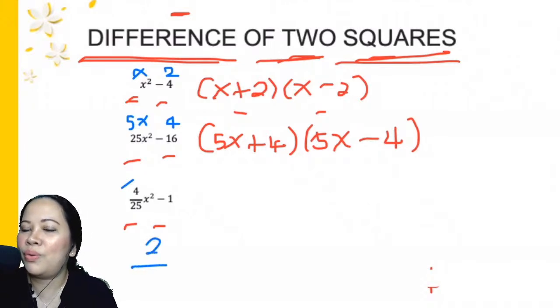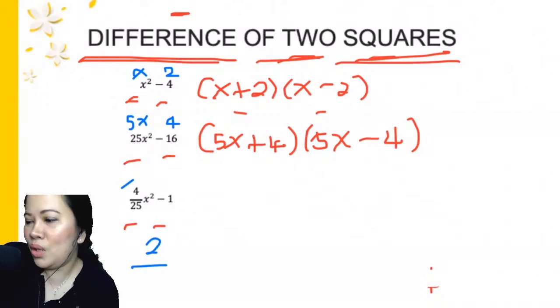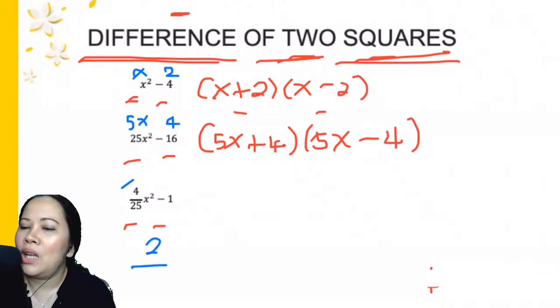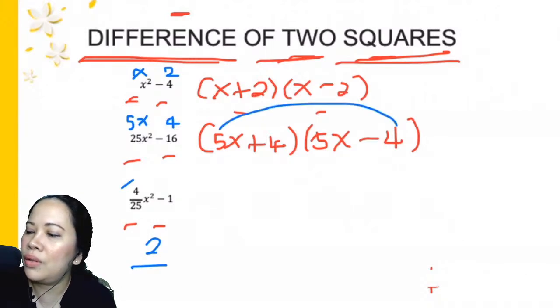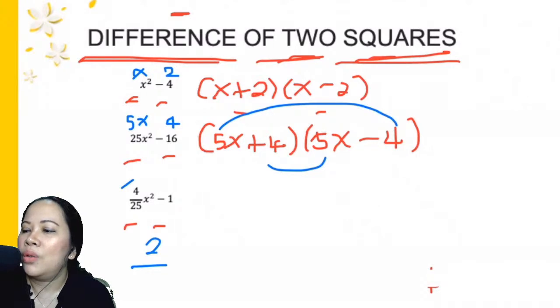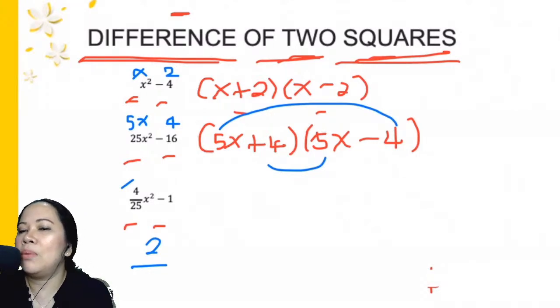Teacher, how do we check if it's correct? Do you use FOIL? Yes, you can use FOIL. You just need to do that one. So 5x times negative 4 is negative 20, and then 4 times 5x is 20 also. So it's 0.